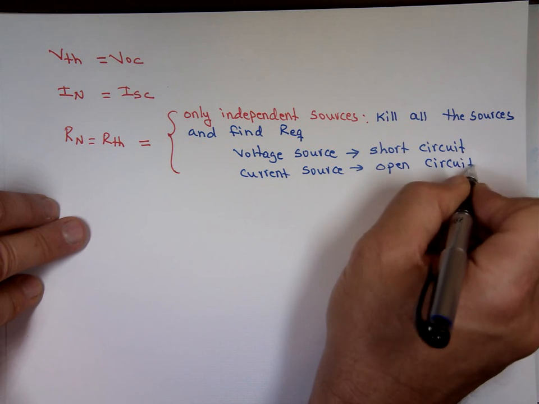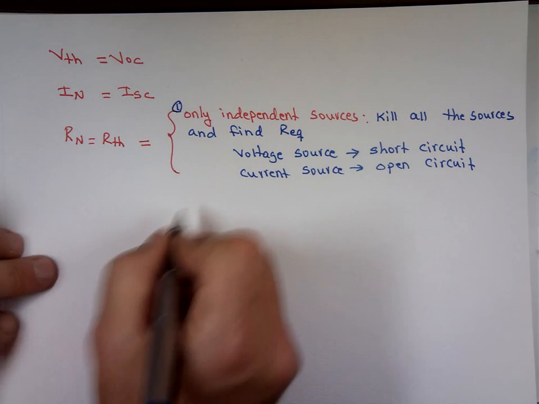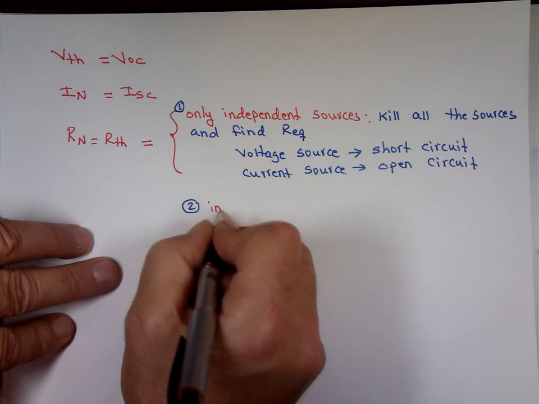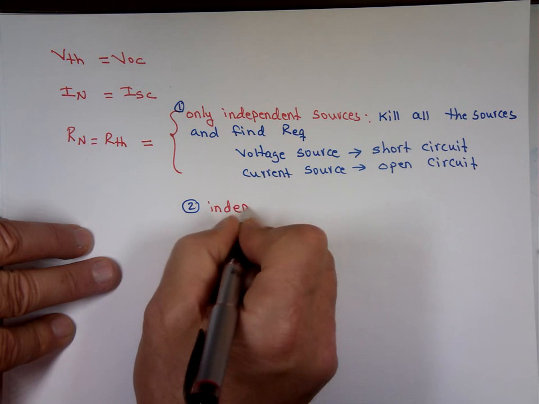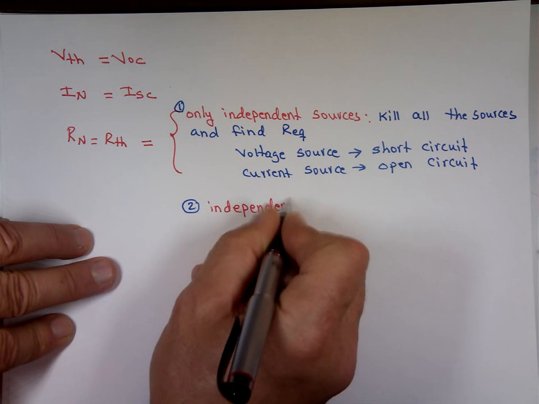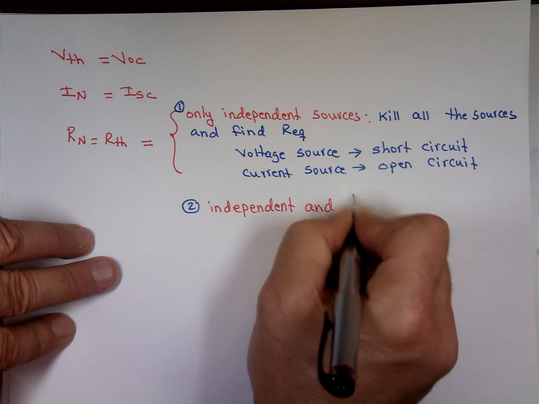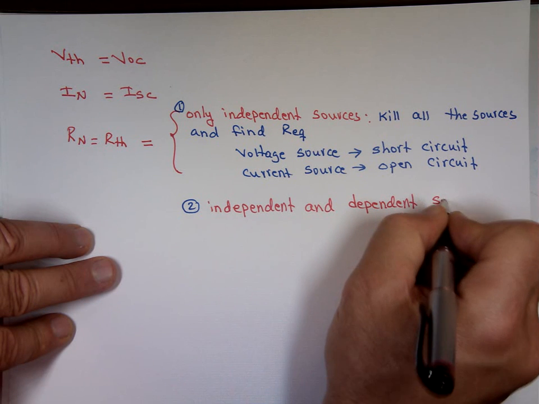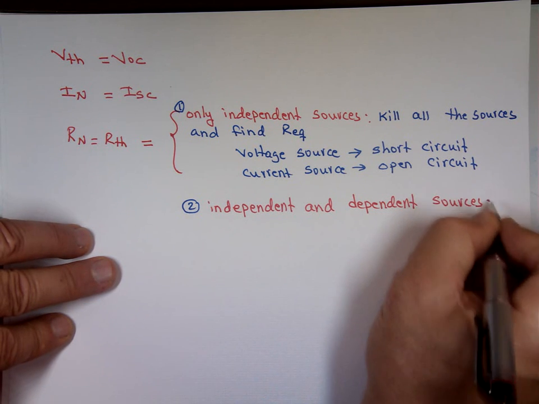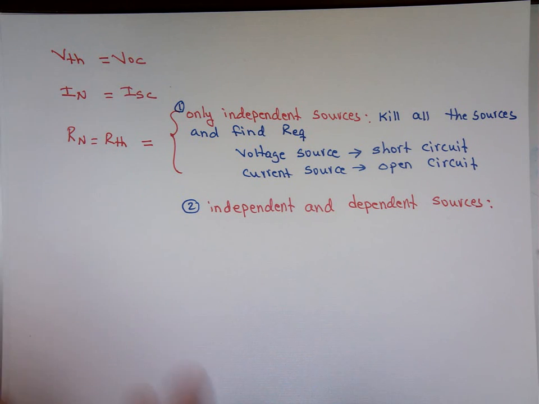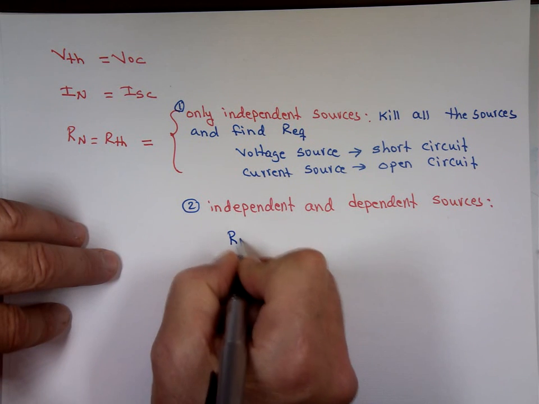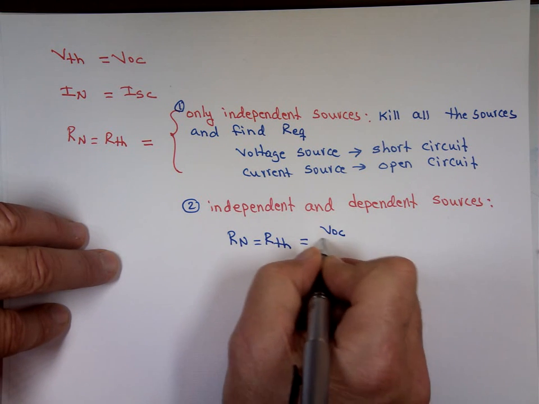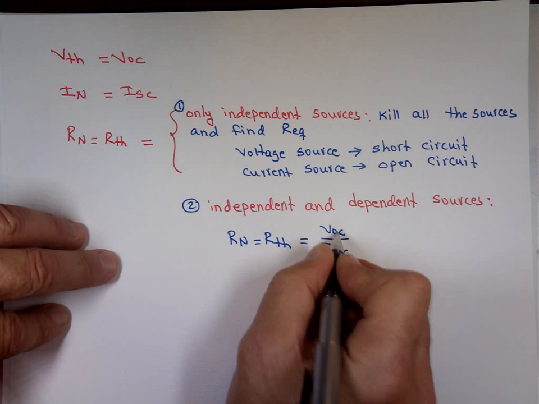That's case number one. Case number two. What about if your circuit has independent and dependent sources? Here we don't kill anything. R Norton, which is the same as R Thevenin, will be V open circuit over I short circuit. That means you've got to find both of these and divide them.